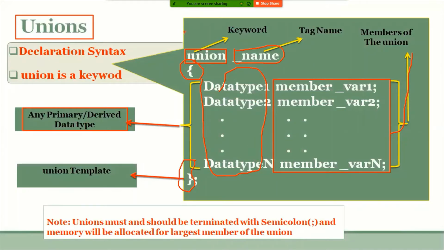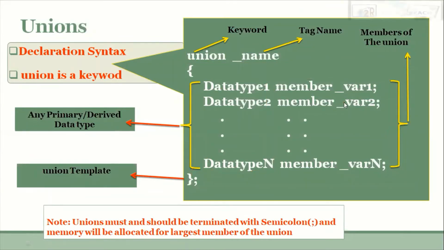And this whole part is called the union template. A template needs to be terminated with a semicolon. Don't forget to put a semicolon to terminate the union. We are supposed to terminate a union with the help of a semicolon, similar to structures. But in this case, only the largest member will occupy memory. That we will see with the help of an example.